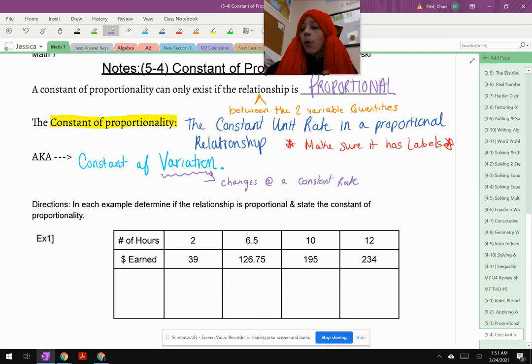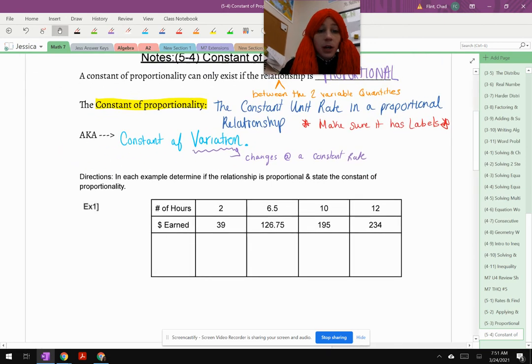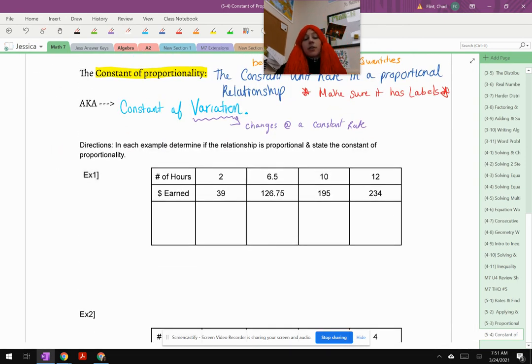But again, this can only exist if it's proportional. If it's not proportional, then there is no constant of proportionality. We'll jot that down in one of the examples afterwards.